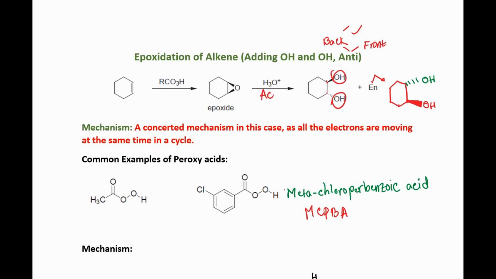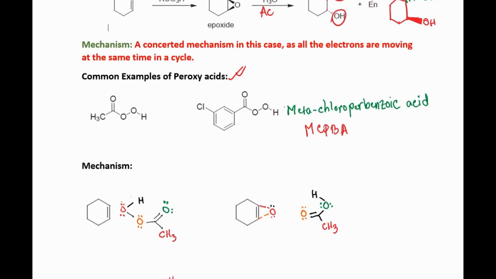Now we have two common examples of peroxy acids here. And the second one here is called MCPBA, or metachloroperbenzoic acid, that is a widely used peroxy acid. Now, the mechanism it undergoes is called a concerted mechanism. That means all the electrons are moving at the same time in the cycle. And you'll be seeing that a moment later.